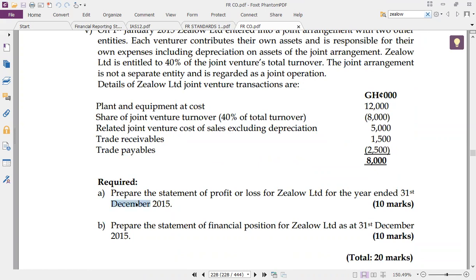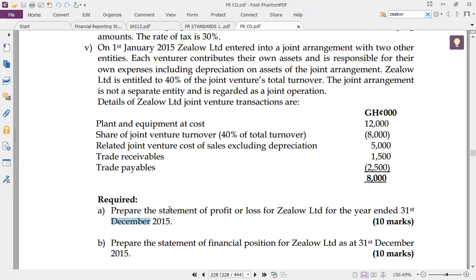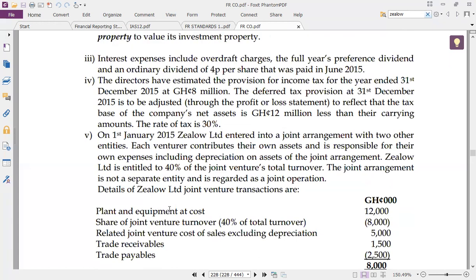Fine. So therefore, if they are mentioning the same year to us, then that is the current year. But if they should have mentioned 2014, it is what? Under or over previous year. So take note of that. So current year is 8 million.